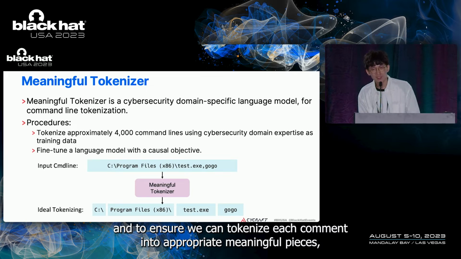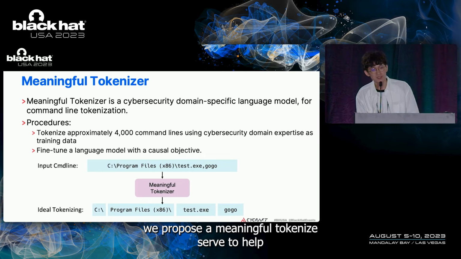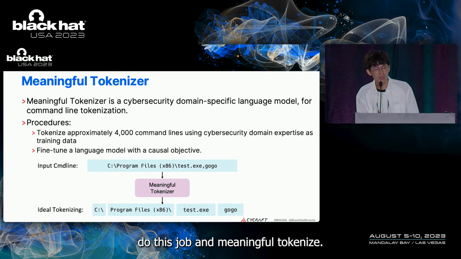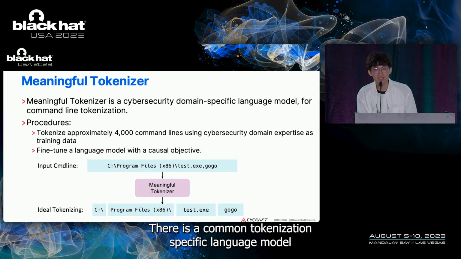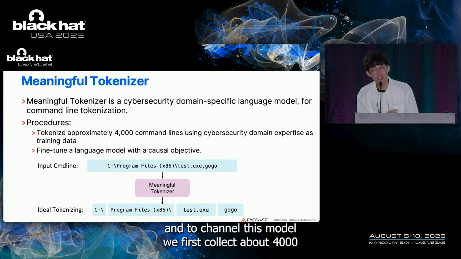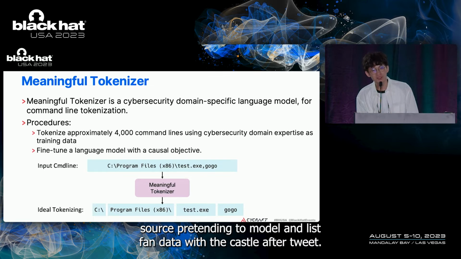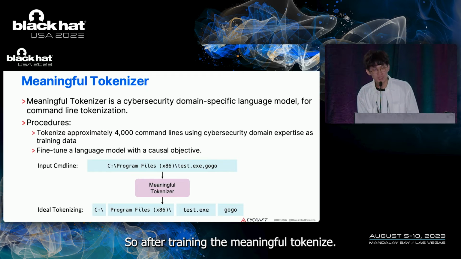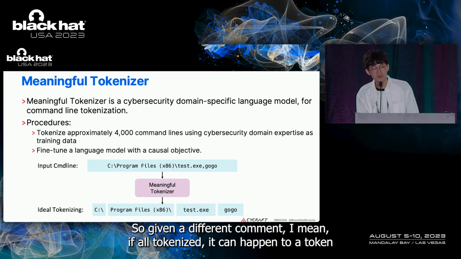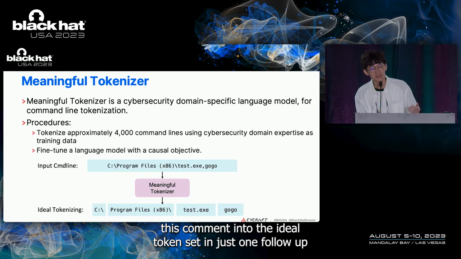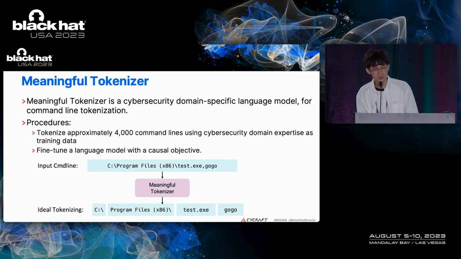To ensure we can tokenize each command line into appropriate meaningful pieces, we propose a meaningful tokenizer to do this job. The meaningful tokenizer is a command line tokenization specific language model. To train this model, we first collect about 4,000 command lines and their corresponding ideal token sets. Next, we fine-tune an open source pre-trained language model on this training data with the causal objective. After training the meaningful tokenizer, given a command line, it can tokenize it into the ideal token set in just one forward pass.